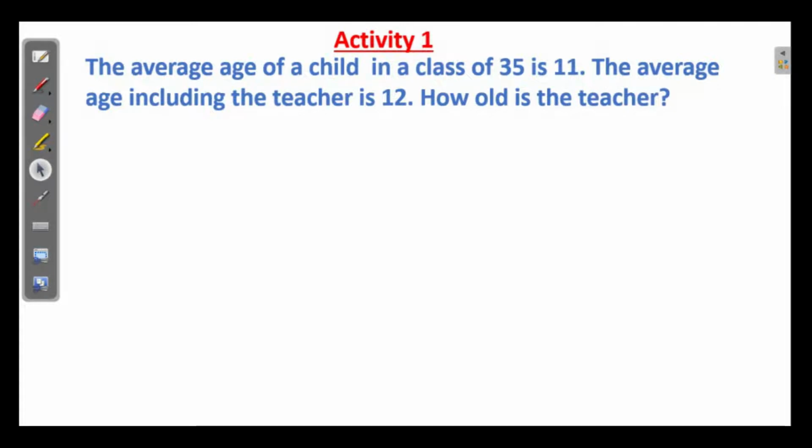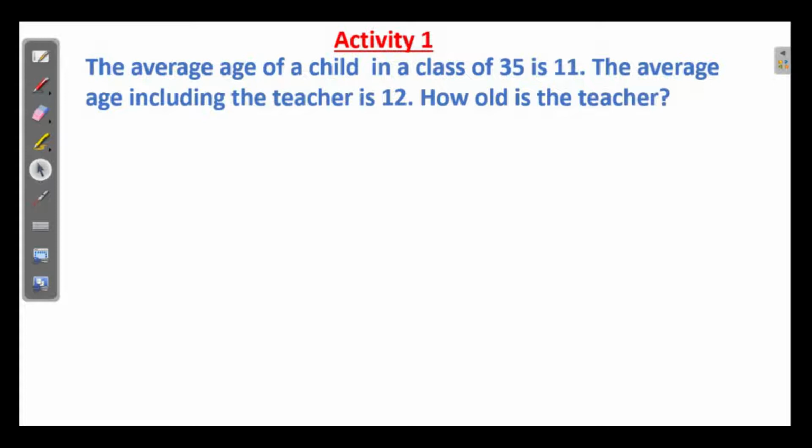The first activity is: the average age of a child in a class of 35 is 11. The average age including the teacher is 12. How old is the teacher? We can answer it in two different ways.